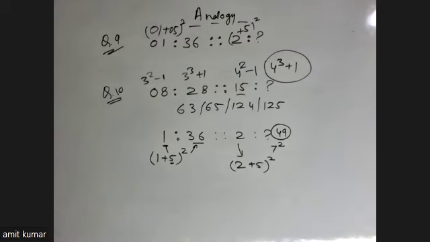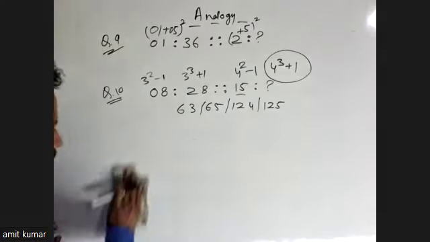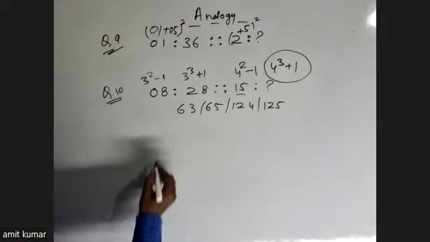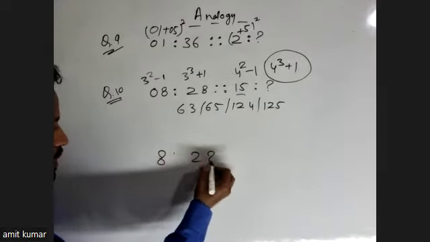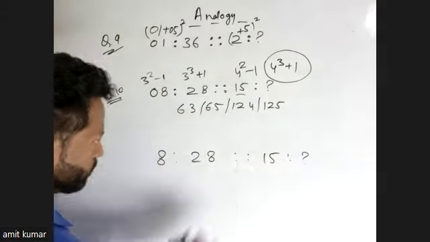Is it clear to everyone in the class? If it is not clear, enter, I will explain it again. Very good. If it is clear, okay, beta, I will explain it again. Don't worry. Okay, beta, we have to find out how these are related. So for that, 8, 28. Next, we will try 15 is related to next what? We have to find out.